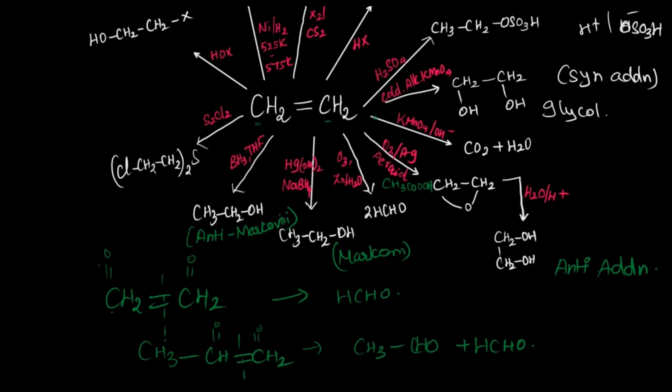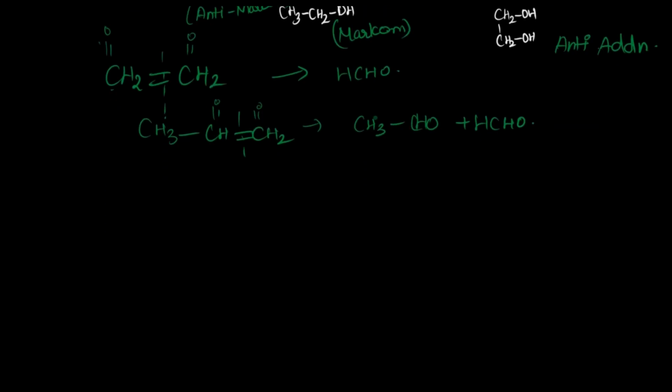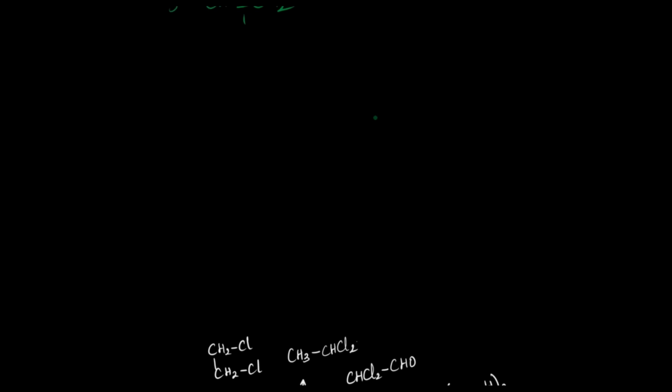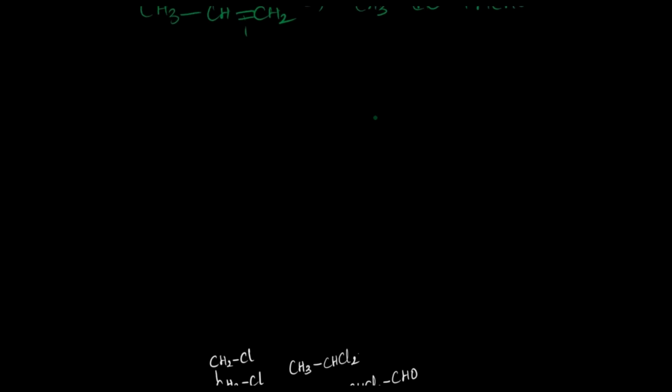Okay, so the next reagent, S2Cl2, gives us ClCH2CH2 with sulfur. It is known as mustard gas. Okay, so that's it about the chemical reactions of alkenes. Now we are moving to alkynes.